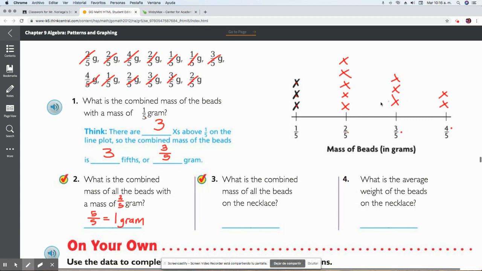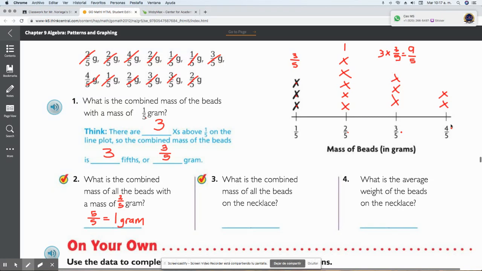Number 3, what is the combined mass of all the beads on the necklace? Okay, so we already know that 1/5 has a combined mass of 3/5, and 2/5 has a combined mass of 1. What about 3/5? There are 3 beads that each have 3/5, so we need to multiply 3 times 3/5, which equals 9/5. I'm going to leave it as a fraction because at the end it will be easier to add all of my fractions, since I'm using the same denominator.